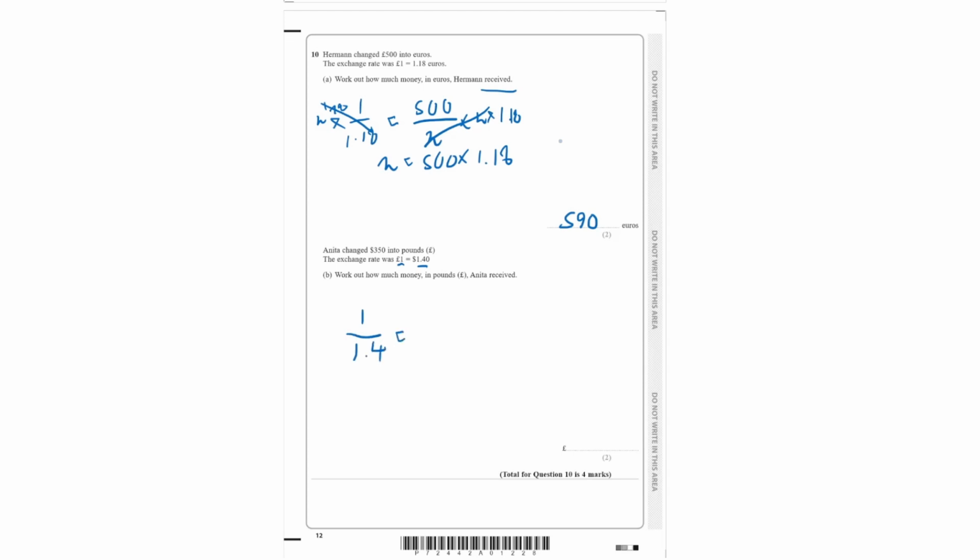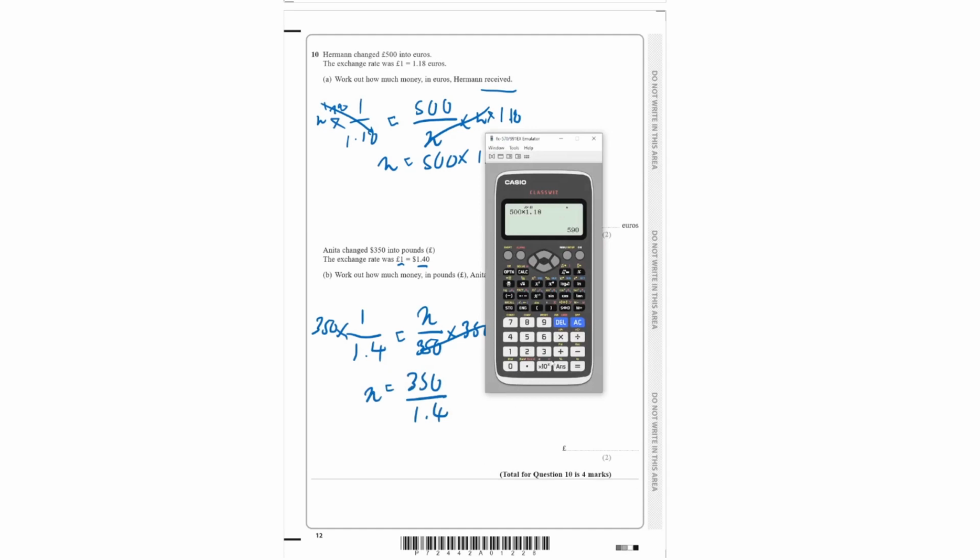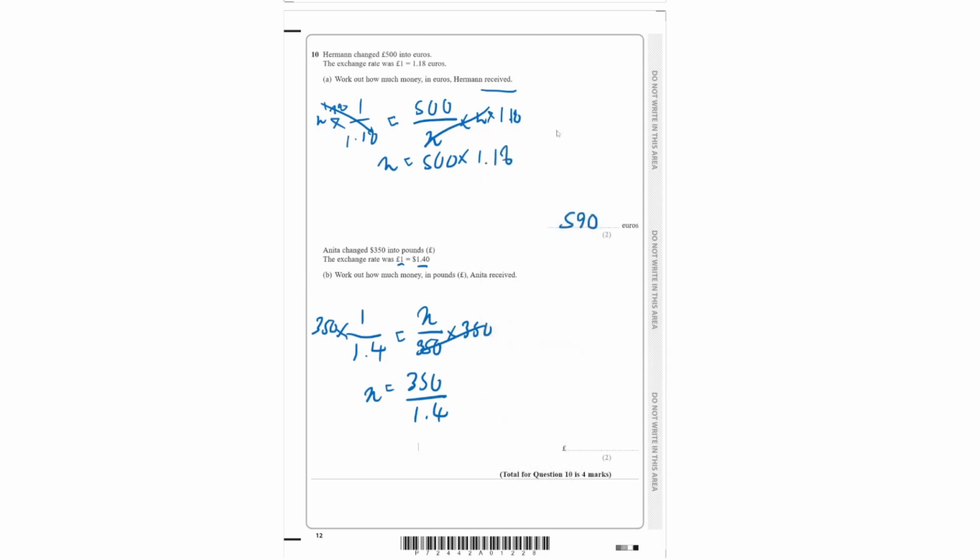And she has here an unknown amount of pounds to $350. We can simply multiply both sides by 350. This cancels out, and we simply get x is equal to 350 divided by 1.4. We can then use our calculator here. 350 divided by 1.4. That gives us 250 pounds.